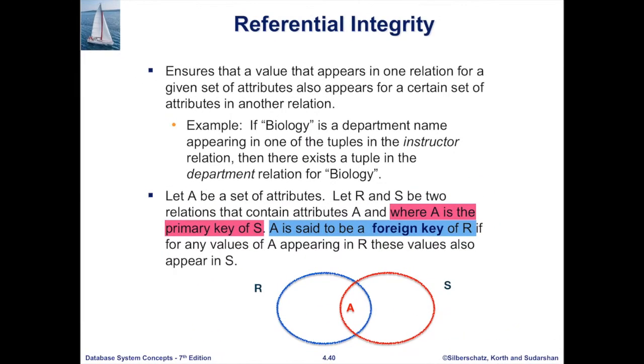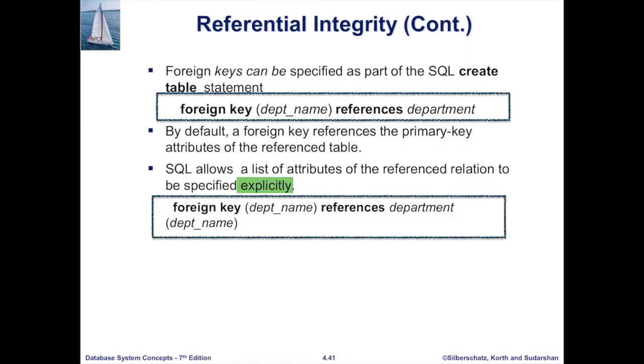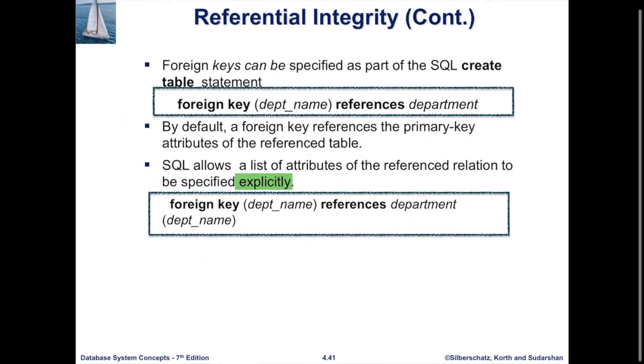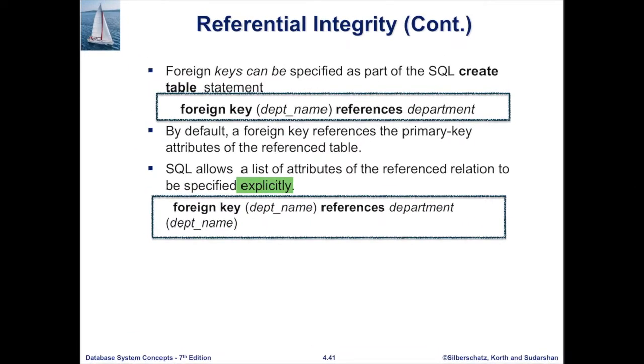So, to use this, we need to include one line that specifies the foreign key. We can use foreign key, the name of the attribute, references the table. By default, a foreign key references the primary key attributes of the referenced table. In this case, department name is the primary key for the department. Also, SQL allows a list of attributes of the referenced relation to be specified explicitly. So in this case, department name is explicitly written as the foreign key.